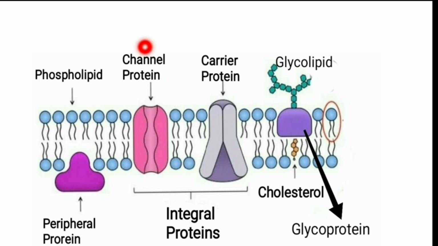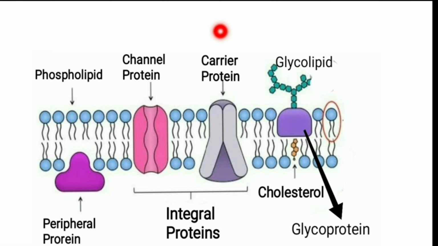Now the channel proteins. The channel proteins transport down their concentration gradient. These channels may be gated or non-gated. Channel-mediated transport is always passive and at a much faster rate than carrier proteins.